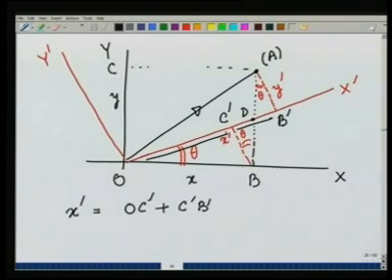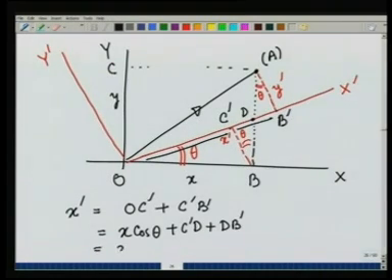OC prime is nothing but x cosine theta. So, this is going to be x cosine of theta plus C prime B prime, which is nothing but C prime D plus D B prime. So, this is nothing but C prime D plus D B prime, which is equal to x cosine of theta.